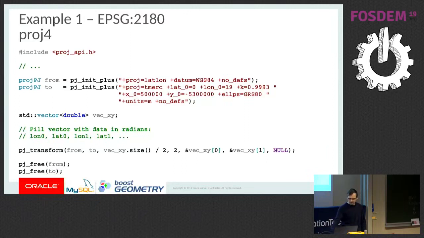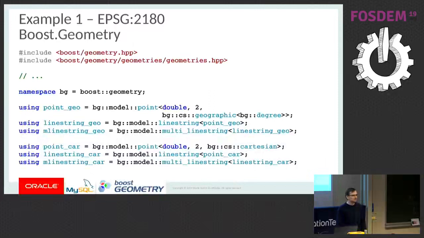And now how it looks like in Boost. Before that, in Boost Geometry we can express the abstractions directly in the code. So here I'm expressing geographic points, line strings, and creating multi-line strings, and doing the same for Cartesian, because my input will be geographic and the output will be Cartesian.